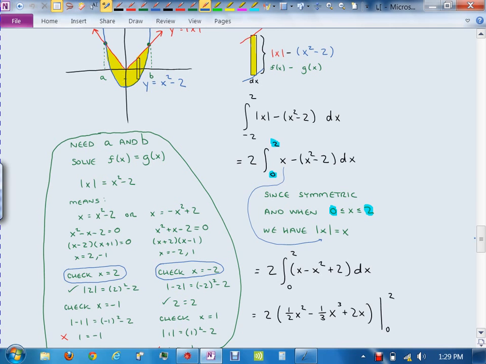When I went from 0 to 2 instead, why did I change absolute value of x just to x? Why did I change that? 0 to 2 is going to be positive. Because from 0 to 2, that diagonal line is basically y equals x, isn't it? That problem's a little tricky.